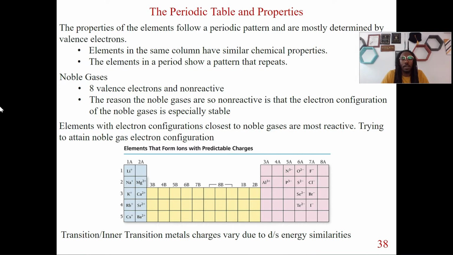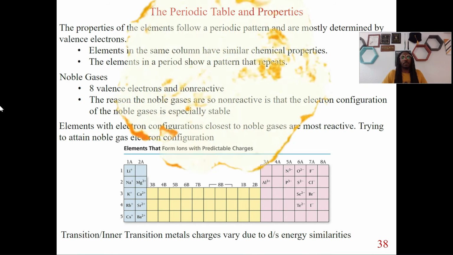Now, one important thing you guys want to understand is that we have noble gases. Noble gases have eight valence electrons, and because there's eight valence electrons, they're going to be non-reactive. These are the group over here that's 8A, neon and all those types of gases. They're very non-reactive. They're inert, and the electron configuration of those noble gases is very stable. Basically, you're very stable if you're a noble gas.